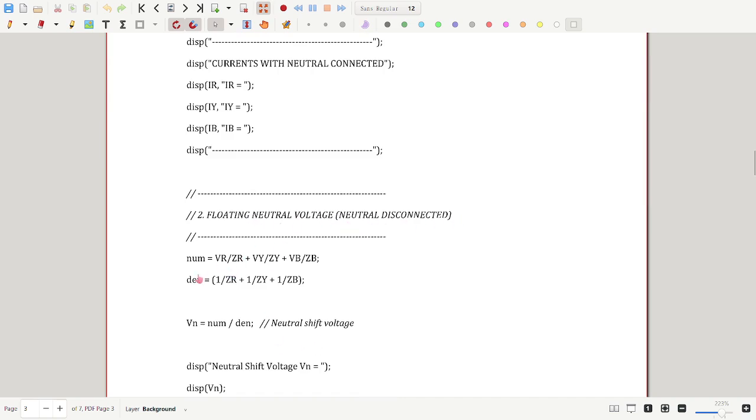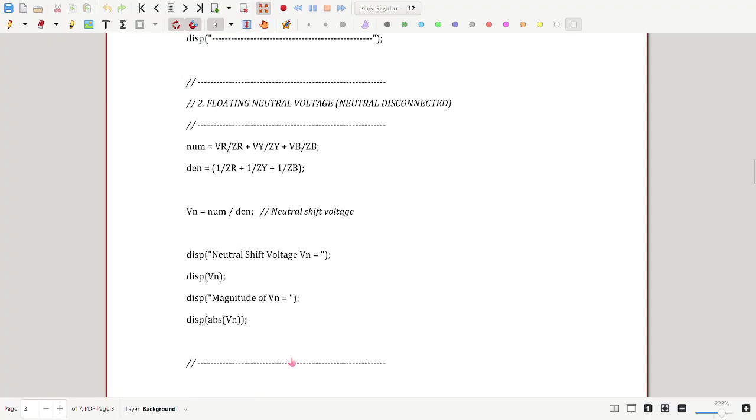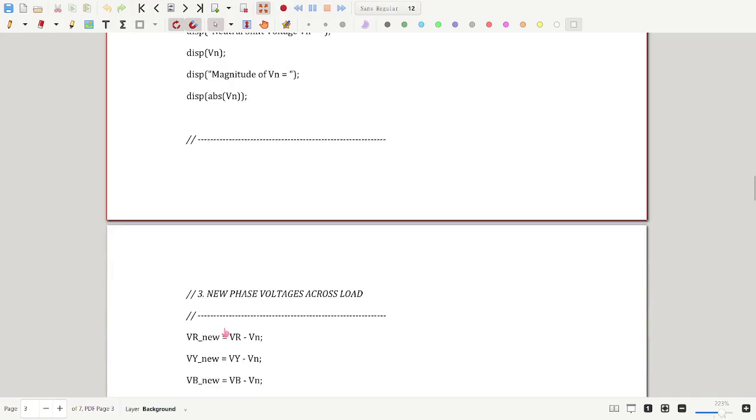First we should calculate the Vn value, that is the floating neutral voltage. For that, the numerator is VR divided by ZR, plus VY divided by ZY, plus VB divided by ZB, and the denominator is 1 by ZR plus 1 by ZY plus 1 by ZB. So now Vn will be calculated as numerator divided by denominator, that is the neutral shift voltage. I have displayed the neutral shift voltage, and we are also taking the magnitude of Vn. The absolute value gives us exactly the magnitude of the neutral shift voltage.